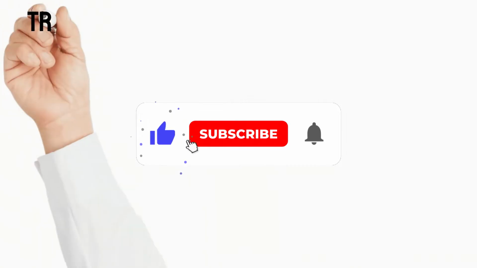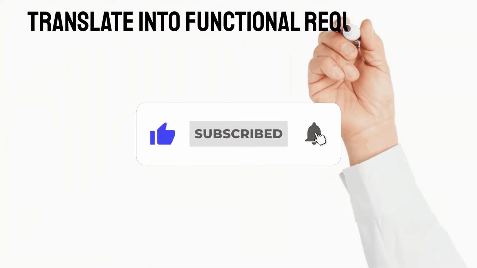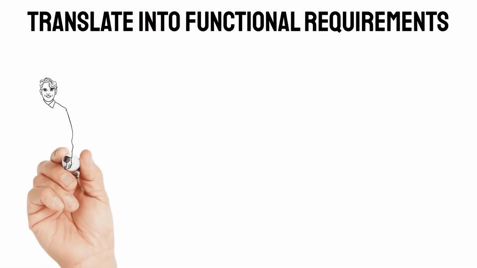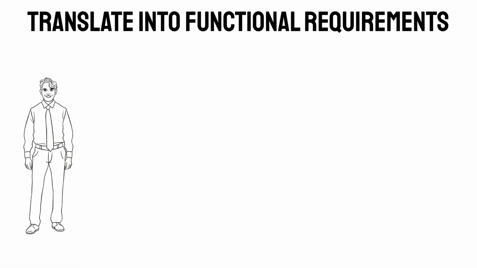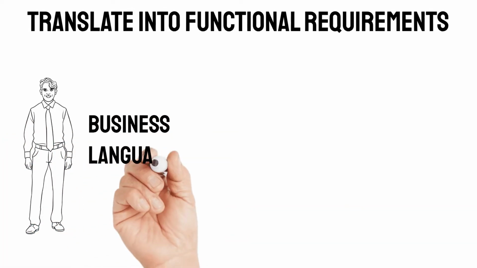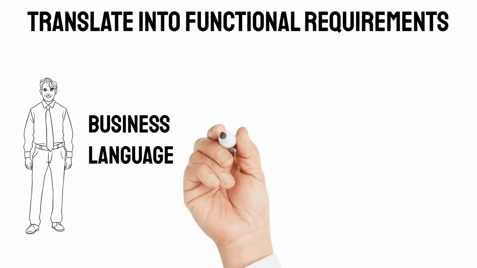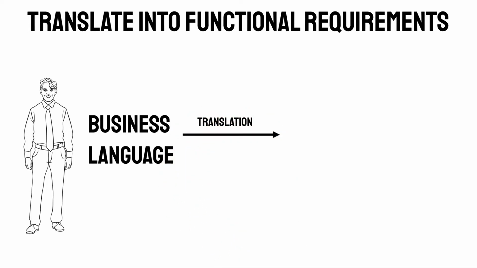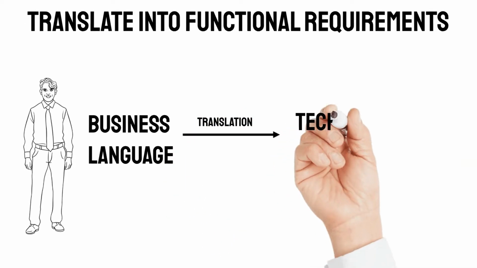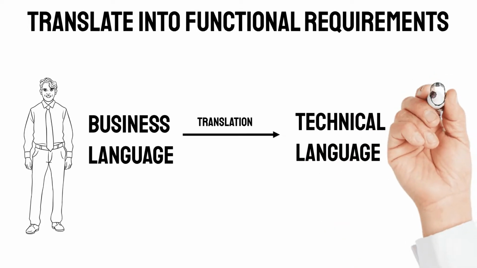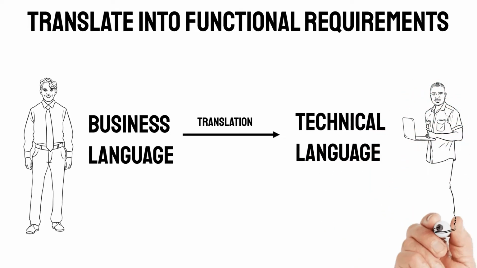The next step after understanding all that is to translate them into functional requirements. Now you might ask, what do you mean by translating? So until now we only have requirements in the business language from the user perspective. And in order to implement them with software development, we have to make a translation. So we have from business language to technical language, which in the end the developer can implement. And that's the job of the business analyst to translate.